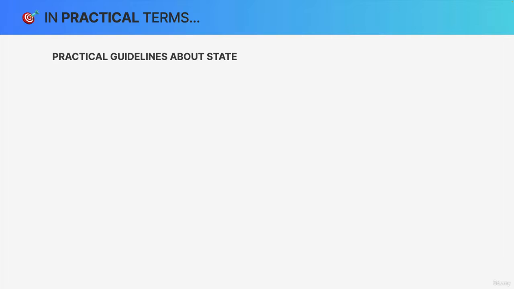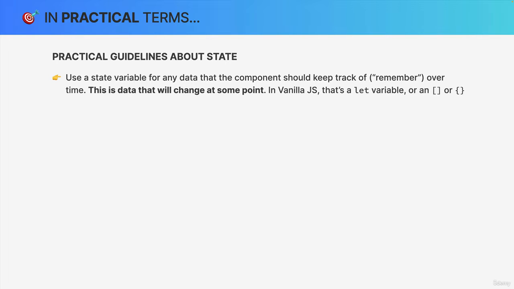So first of all, you should create a new state variable for any data that a component should keep track of over time. And the easy way of figuring this out is to think of variables that need to change at some point in the future. So if you're used to building apps in vanilla JavaScript, those would be variables defined with let or with var, or also an array or object that you mutate over the application's lifecycle. So in React, you use state for those.